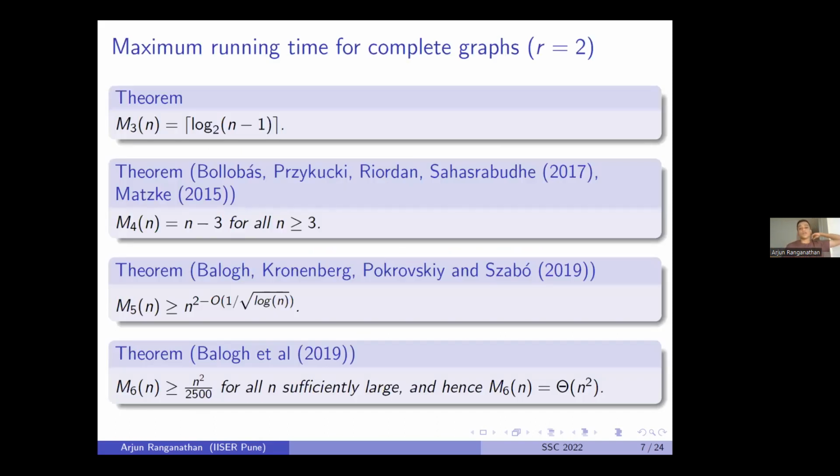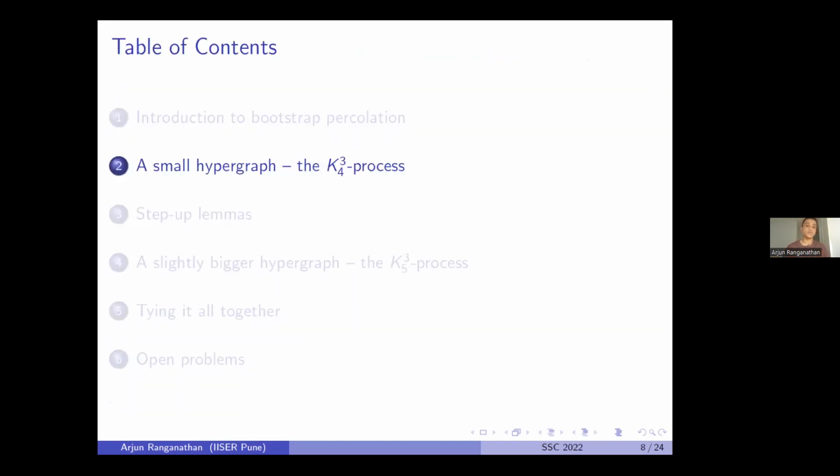So the running time in the case of complete graphs has been studied previously. And so here are some results. We know that for K3 percolation, M3(n) is logarithmic in n, M4(n) is linear in n. For M5(n), we only have a lower bound that's almost quadratic in n. And M6(n) actually attains the upper bound of n squared and is big theta of n squared.